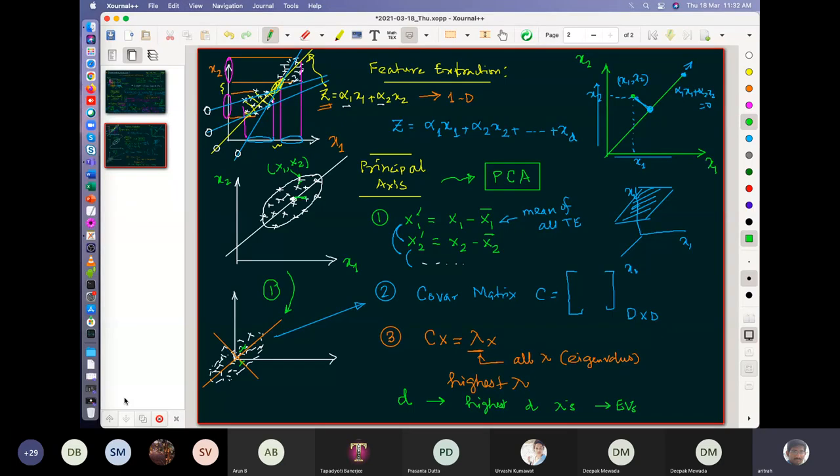Take the top k eigenvalues, calculate the corresponding eigenvectors using this formula, and you get your principal axes. Now, with that vector, see, a single line is also a vector of alpha 1 and alpha 2. It's a two-dimensional vector because we are projecting a line in two dimensions. If you have a d-dimensional space, your eigenvector will be d-dimensional. It is a d cross 1 eigenvector. So each of them will look like this.